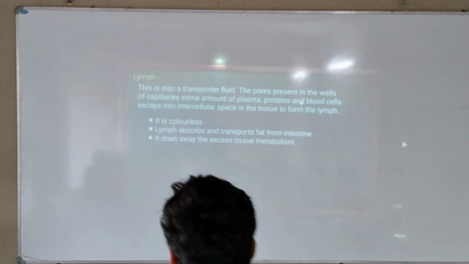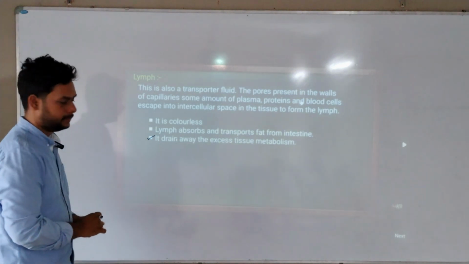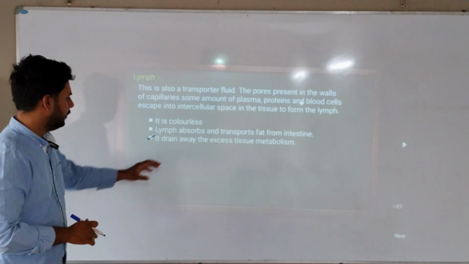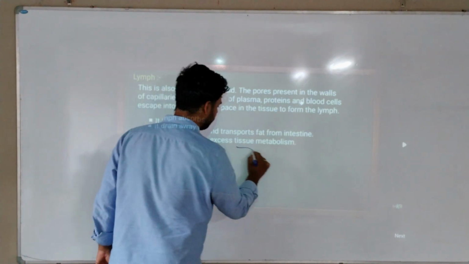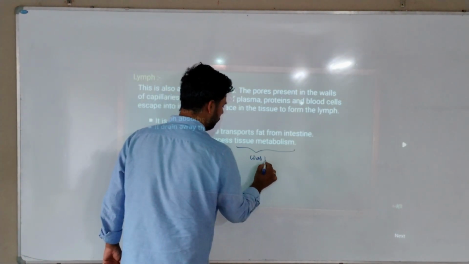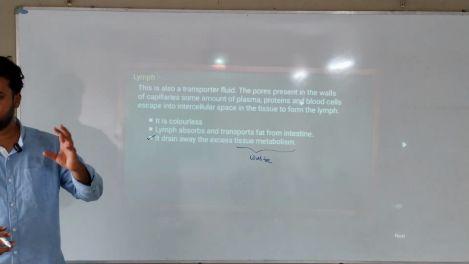Yesterday I was discussing lymph. So in lymph, we were at this point yesterday. It drains away the excess tissue metabolism. Excess tissue metabolism means its waste itself. Whatever waste is produced by cells, that is drained away.